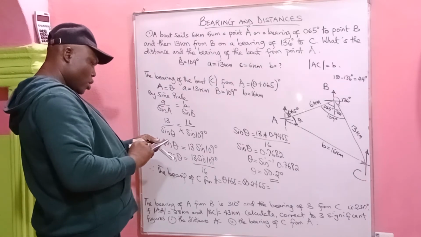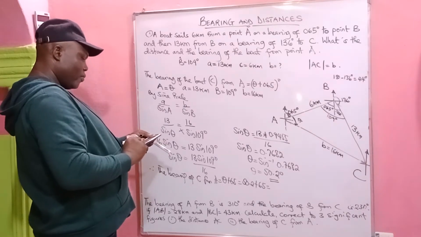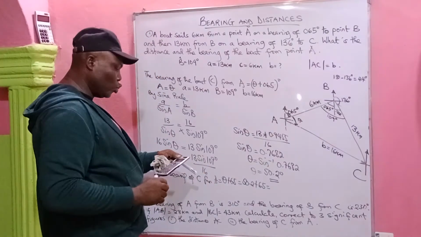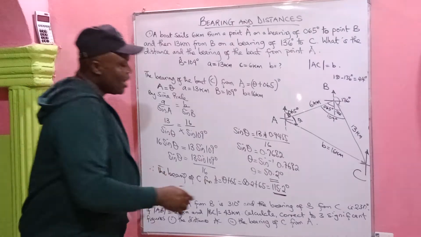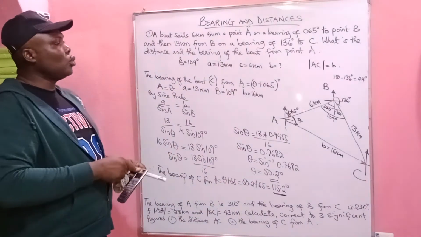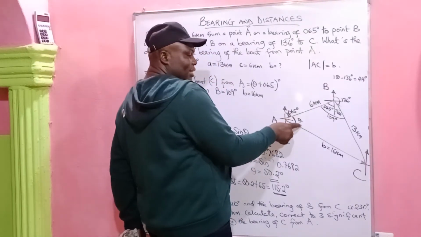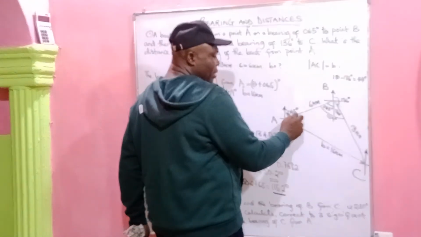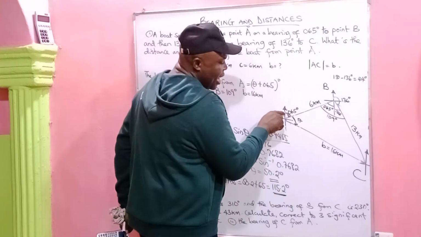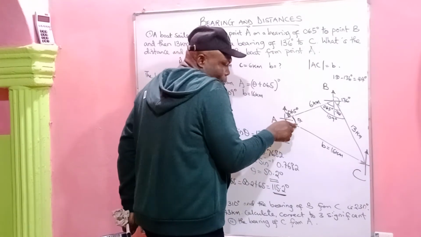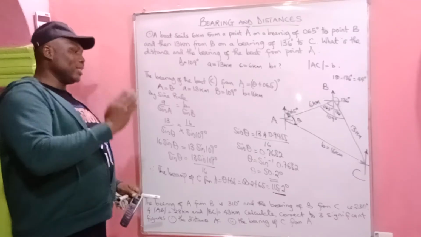50.2 plus 65 will give us 115.2 degrees. So the angular distance we are looking for is 115.2 degrees. It therefore means that the bearing of C from the point A, which is theta plus 65 degrees, from this point to this point, gives us 115.2 degrees, which is the bearing of C from point A. Please take note of that.